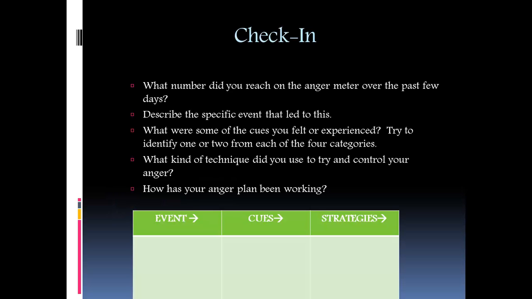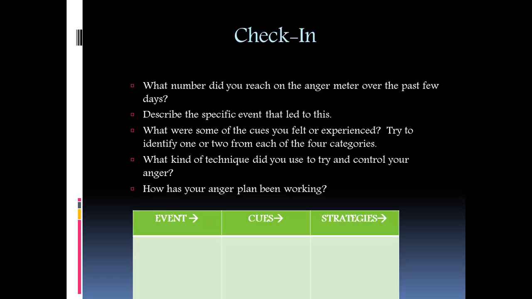What I want to do is check in first and review how you've been regarding managing your anger. Let's check in. What number did you reach on the anger meter over the past few days? So what was the highest number? Describe the specific event that led to this. What were some of the cues you felt or experienced? And again, try to identify one or two from each of the 4 categories.